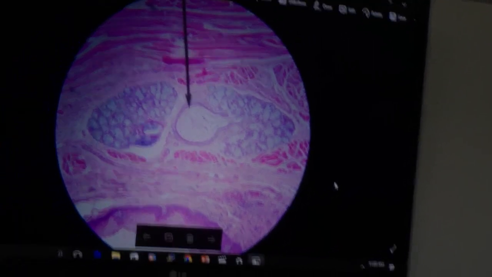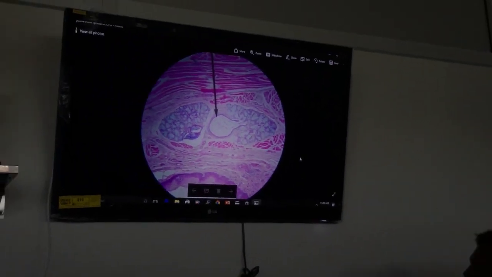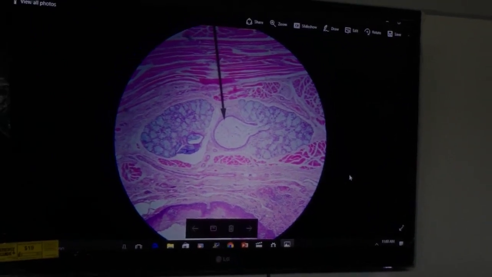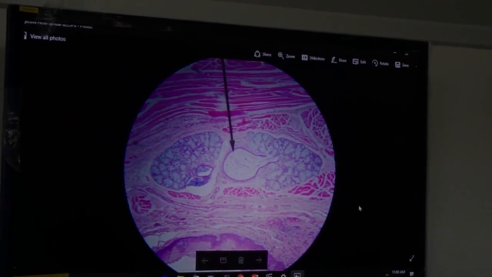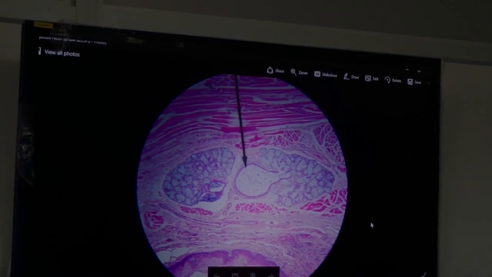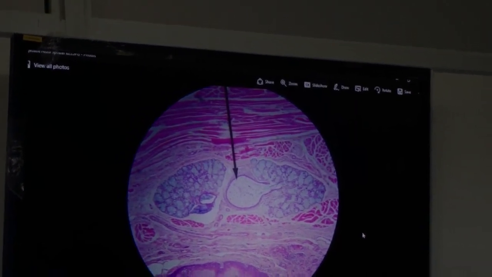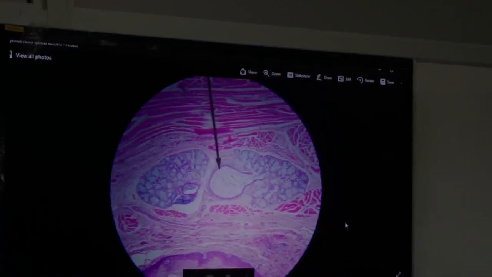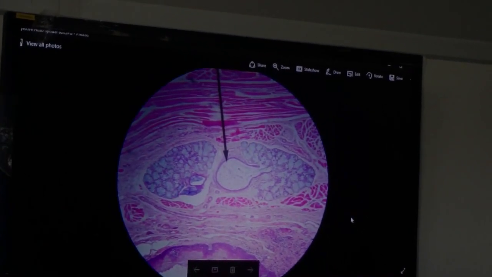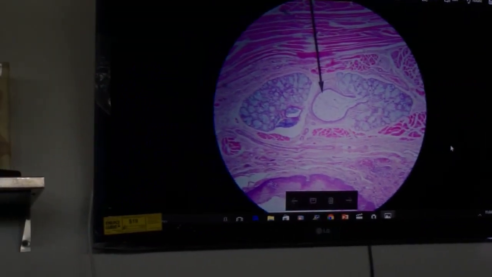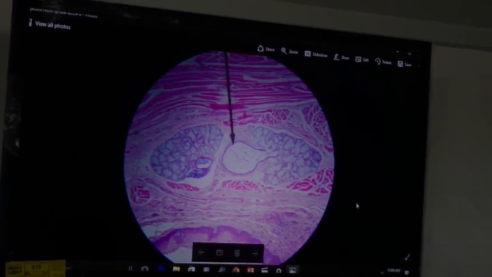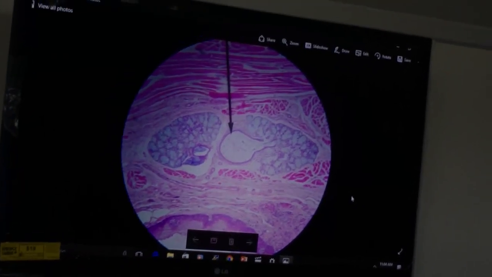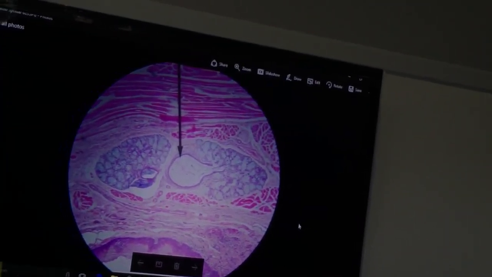If this is oropharynx, what's the motor supply to the muscle crossed by the pointer? Pharyngeal plexus. Or you can say vagus if you want. Where are the cell bodies for these nerve fibers located? Nucleus ambiguus. Good. What about the sensory supply to the mucosa? Glossopharyngeal. Or you can say pharyngeal plexus again. Good. Now, why would you have those mucus glands in the pharynx?